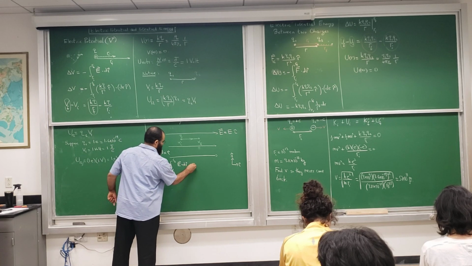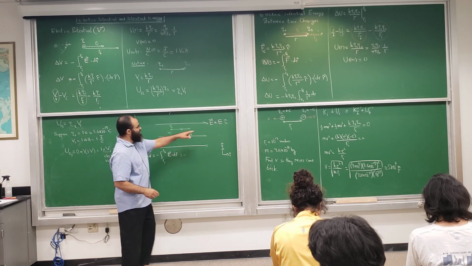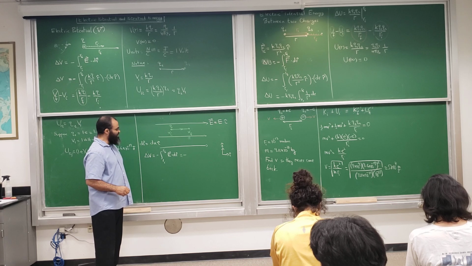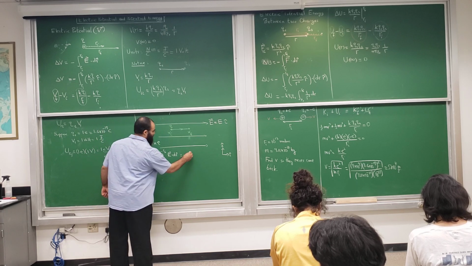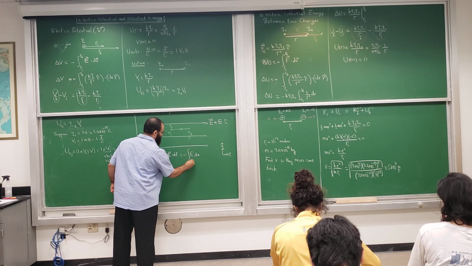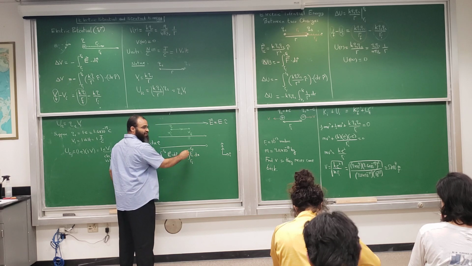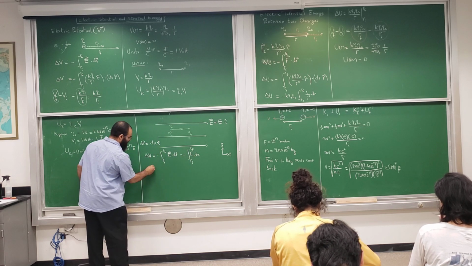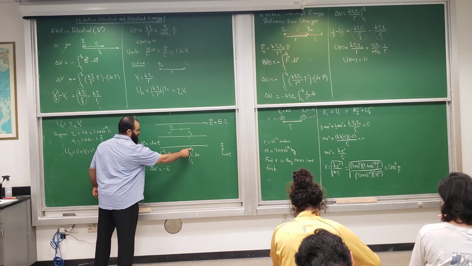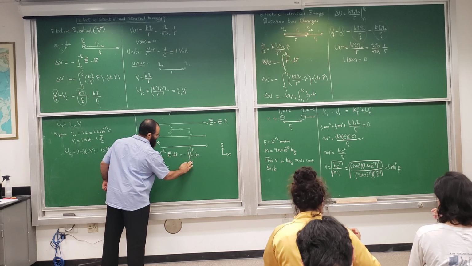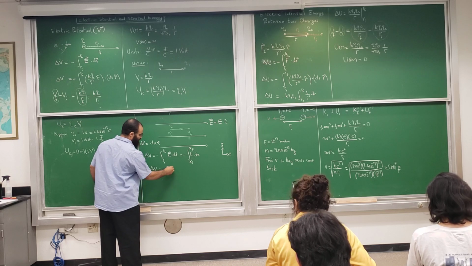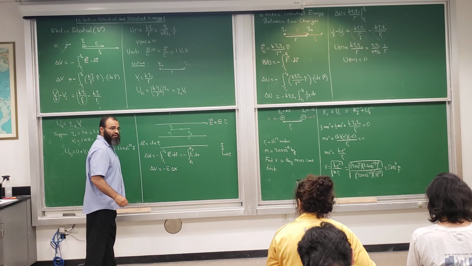We have minus, what's the dot product? E i hat dotted with dx i hat. What does it become? E dx. Good. So I get E dx integrated from r initial to r final. Our electric field is uniform, it's constant, so you can pull it out. So we get delta V equals minus E, and then this should say x initial, x final. So it would be x final minus x initial, which is delta x.